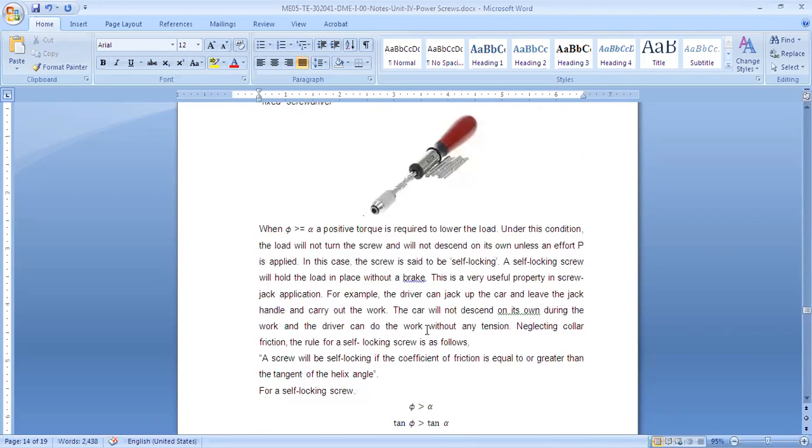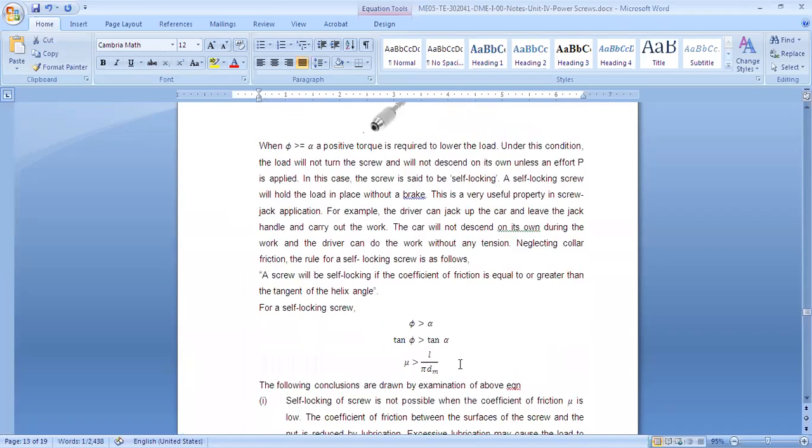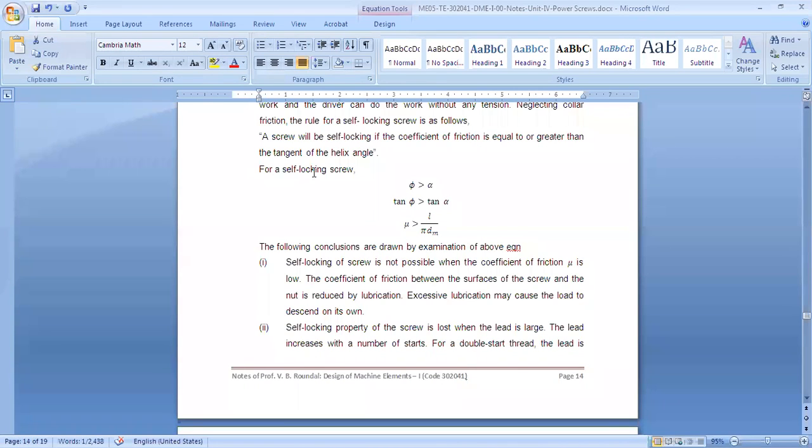And for that condition we will use the equation for lowering the load. To make that torque positive, phi should always be greater than alpha. So for a self-locking screw, the equation is phi is greater than alpha. If you take tan of both sides, you will get the coefficient of friction should be greater than L upon pi dm. That means it has to have certain friction.